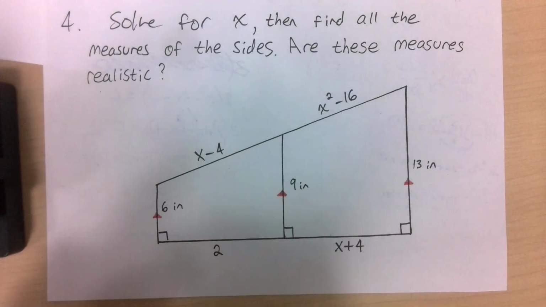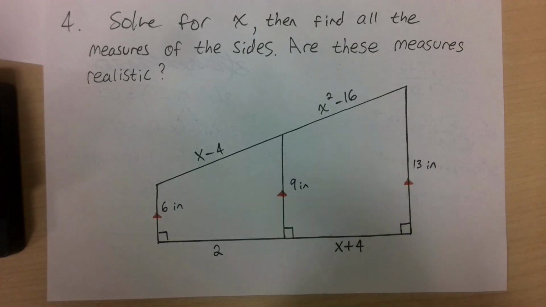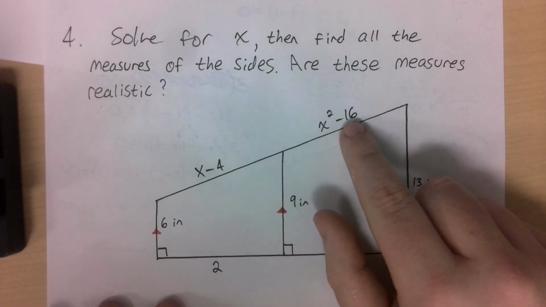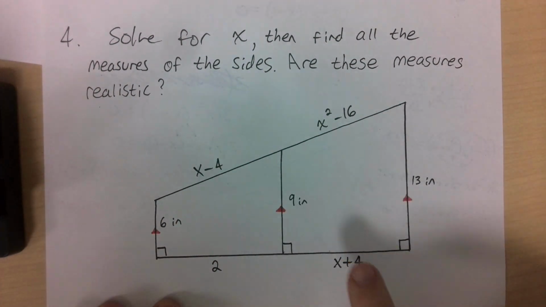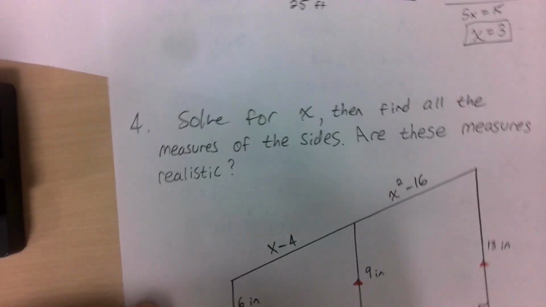Which means we can apply another one of our theorems. We learned a theorem that says that, hey, when you have multiple lines that are parallel to each other, they are still splitting up a shape proportionally. So we are just good to go and set up equations. Me personally, I see the x squared minus 16 and x minus 4 can be compared to x plus 4 and 2. So I'm going to set up this proportion.